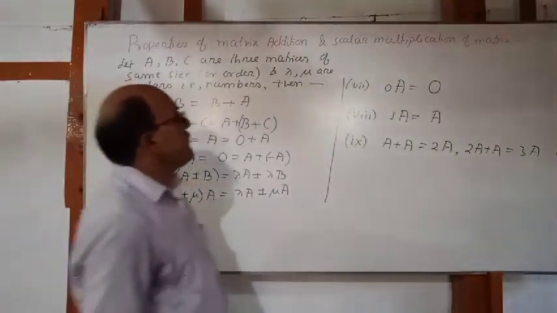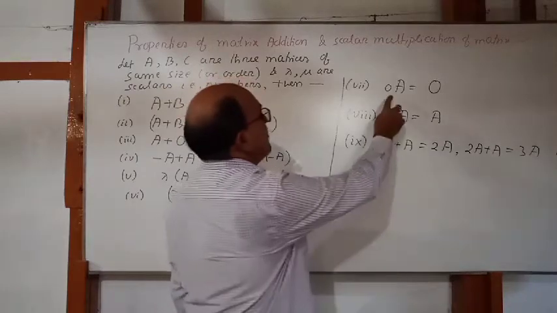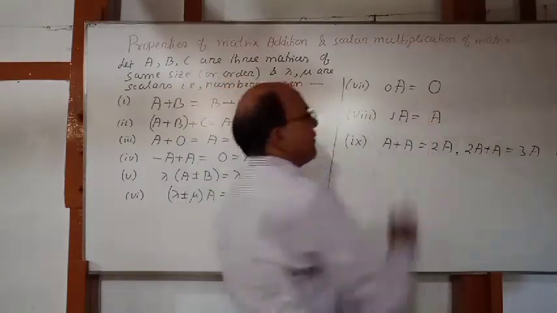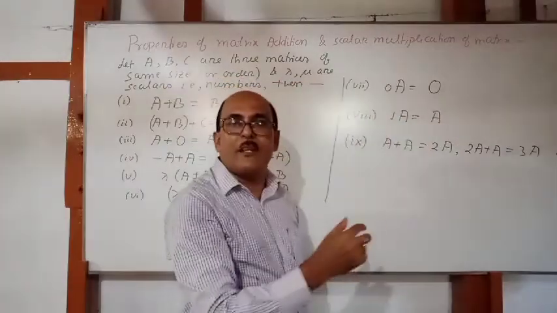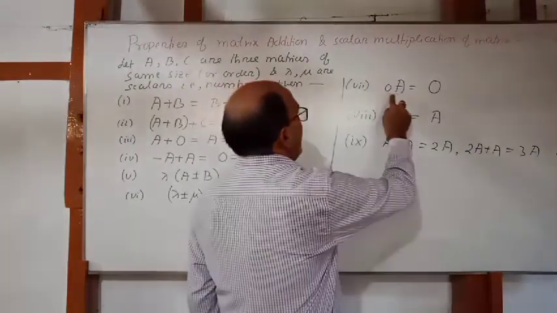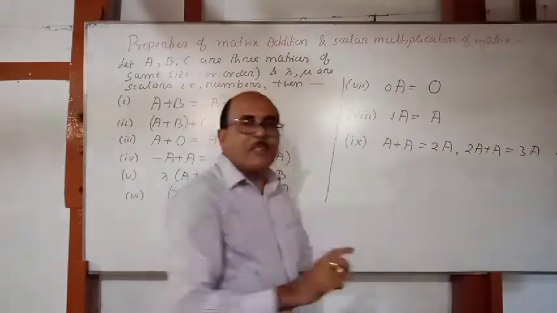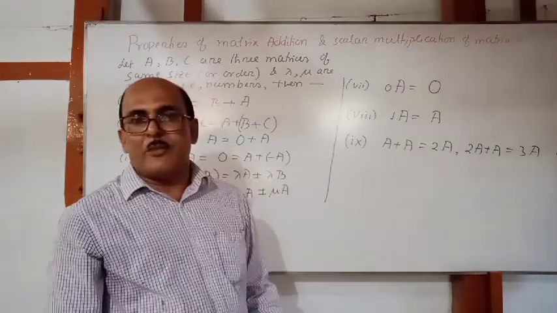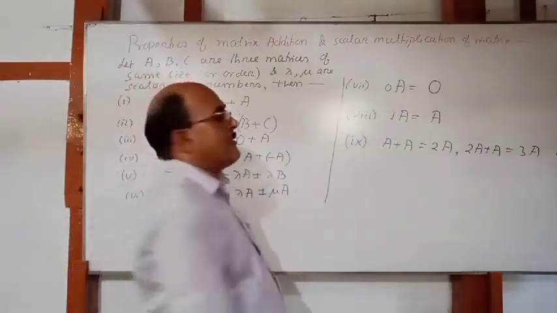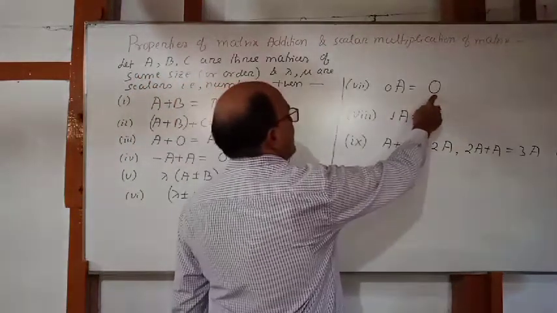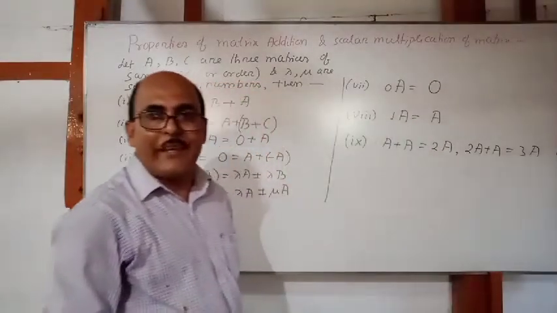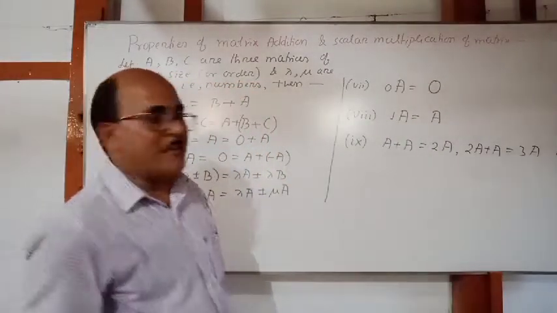True. Then seventh property is 0 into capital A equal to capital O. See, this is 0, integer 0, real number 0. And when every element of a matrix capital A is multiplied by 0, all elements will become 0, and that means it is the null matrix. That's why it is capital O. Of course, its size will be same as that of A. That is, order of A and O will be same.